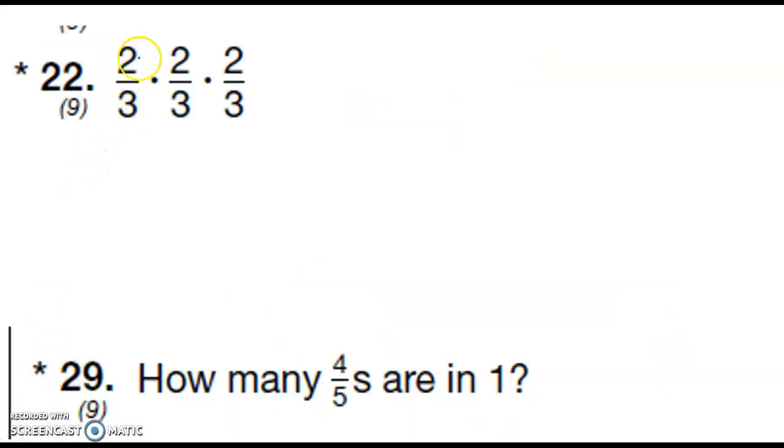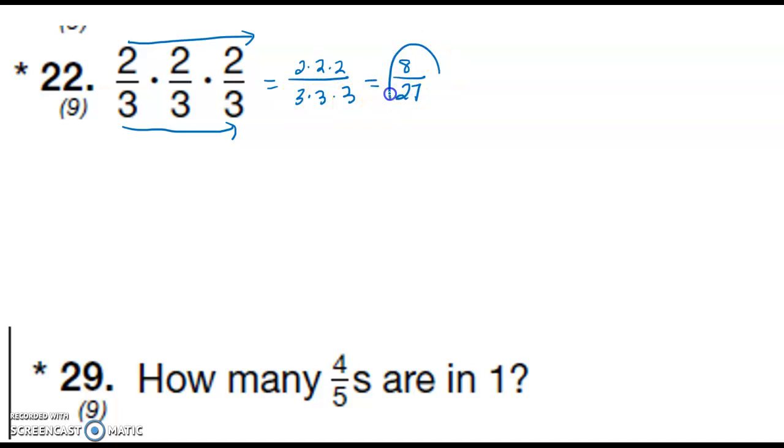All right, 22. Again, these are multiplies. So we're going to multiply across the top, multiply across the bottom. So I have 2 times 2 times 2 over 3 times 3 times 3. 2 times 2 is 4 times 2 is 8. 3 times 3 is 9 times 3 is 27. That's my answer.